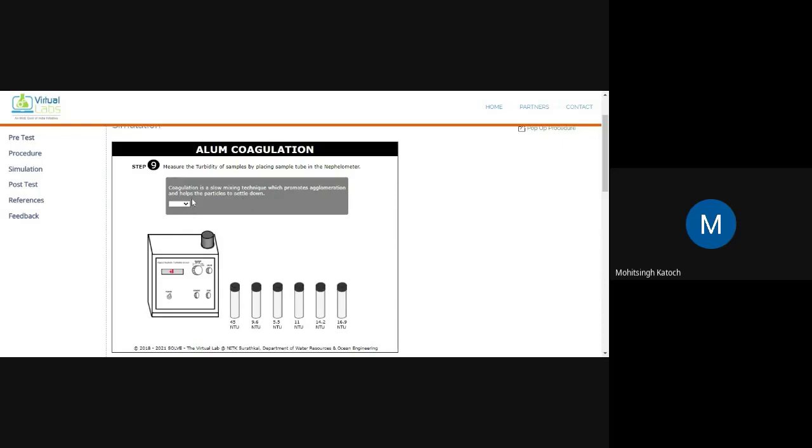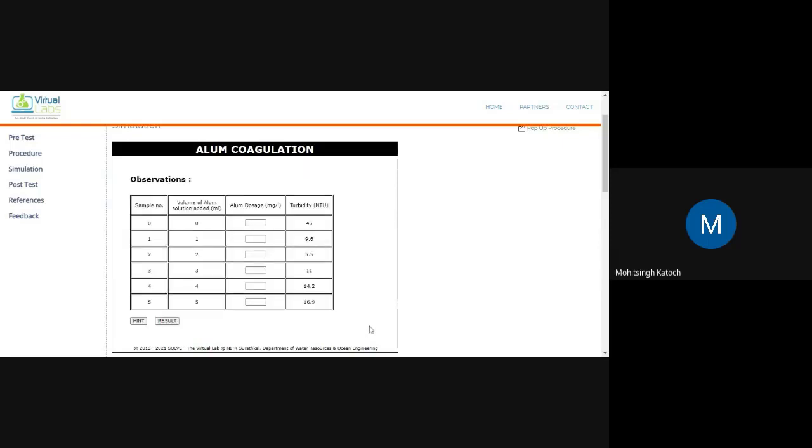We have seen this in the theoretical part that coagulation is a process of mixing the chemicals and flocculation is a slow mixing technique which promotes agglomeration. So the answer should be false and our answer is correct. So we'll move on to next step. Next step is the observation table.